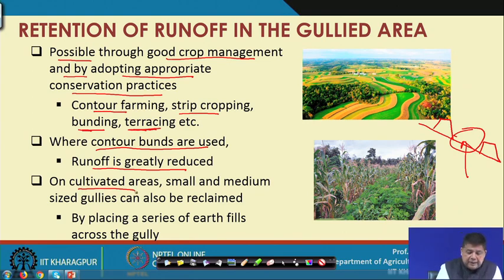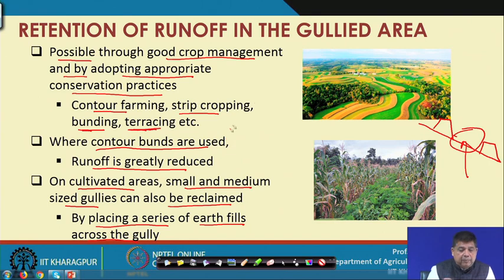So, on cultivated areas, small and medium sized gullies can also be reclaimed by placing a series of earth fields across the gully. So, already we have seen contour farming, strip cropping, bunding and terracing. These are effective measures for retaining runoff within the gullied area or the catchment which is affected by gully formation. But even in the cultivated areas where there are small or medium sized gullies, they can be reclaimed.